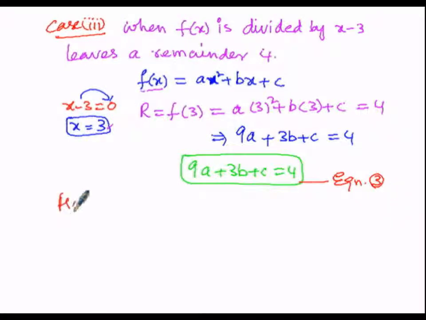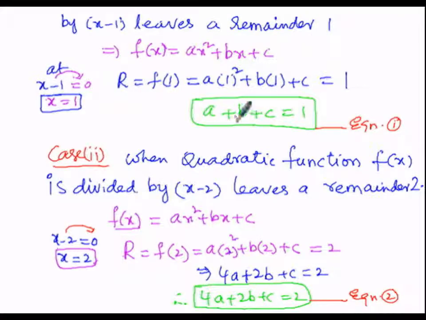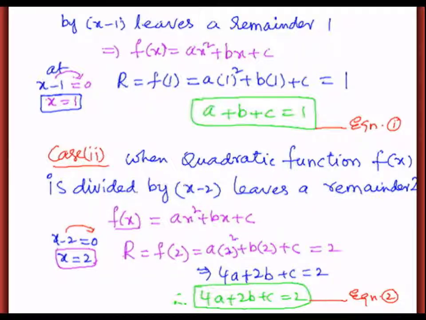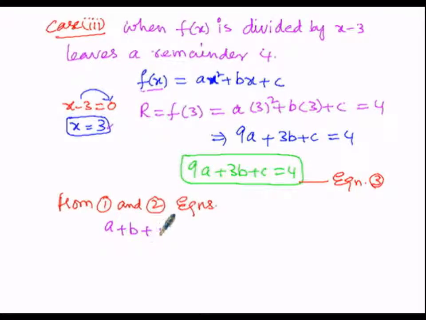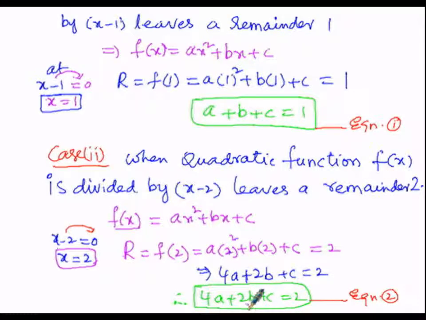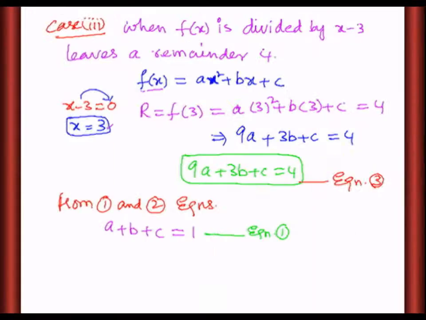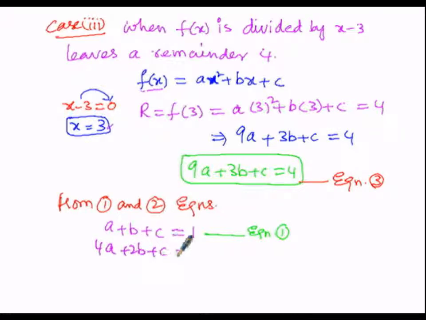So, first of all, from equations 1 and 2, the first equation is a plus b plus c equals 1, which is equation number 1, and the second equation is 4a plus 2b plus c equals 2, which is equation number 2.